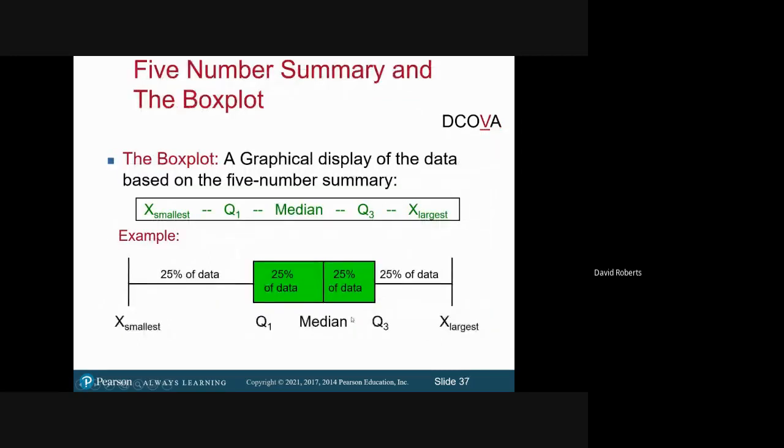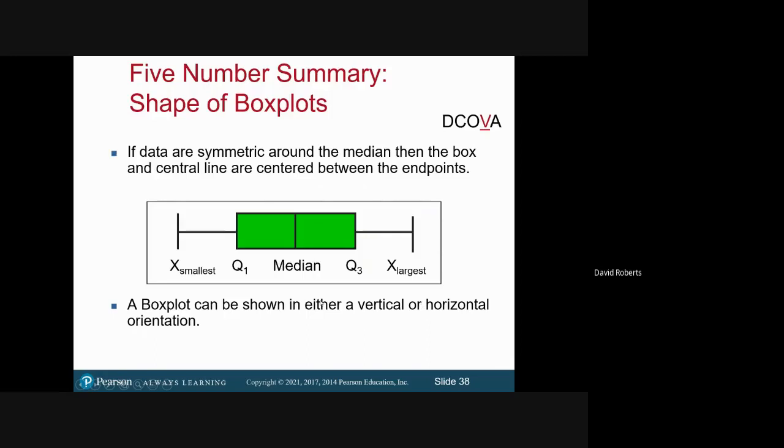All right. So you can see in this particular data, you've got your 5-number summary: smallest, Q1, Q2, Q3, and largest. And this is the representation of where the data is skewed, because the 25% on the left is a larger area than the 25% on the right. All right, they're symmetrical in this case.